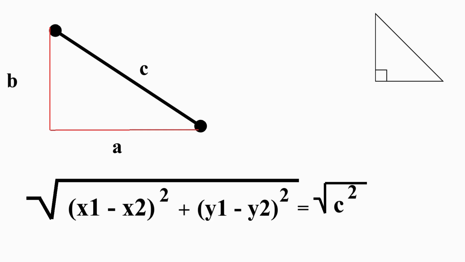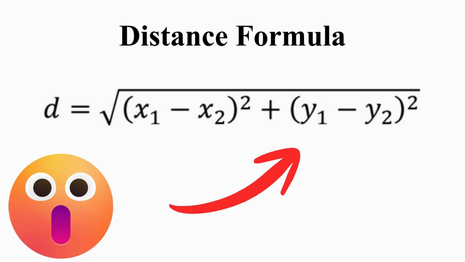So we take the square root of both sides, and we get that the square root of (x1 minus x2) squared plus (y1 minus y2) squared equals c, which is exactly the distance of our line segment that we wanted to calculate the length of. And you can notice that this is exactly the distance formula. And that's where this formula originates from.